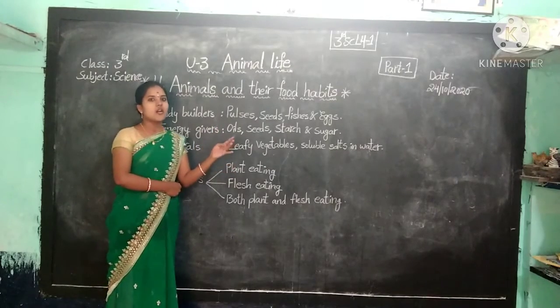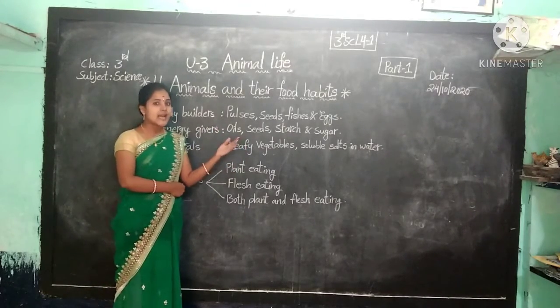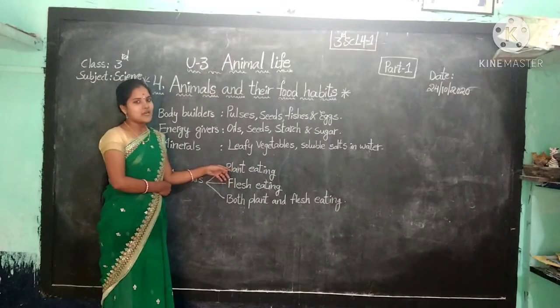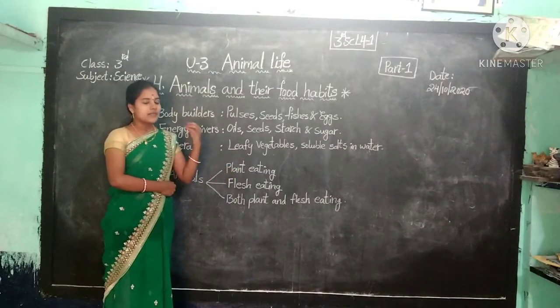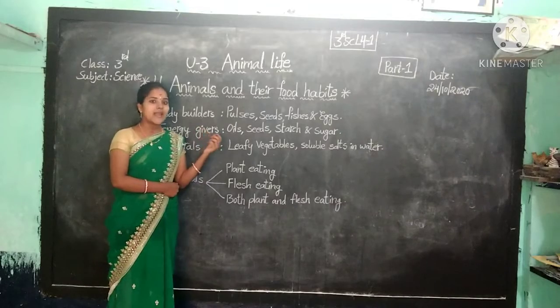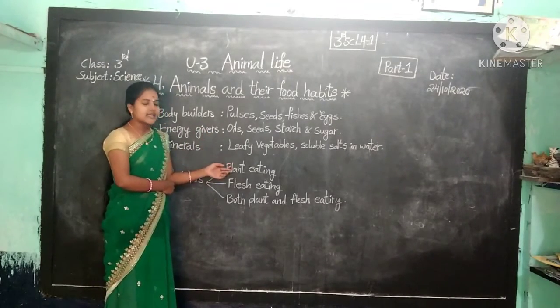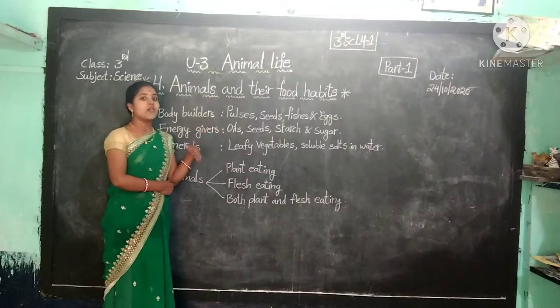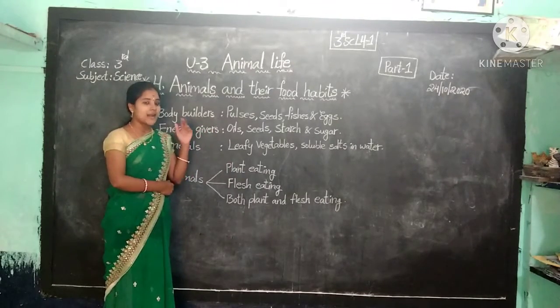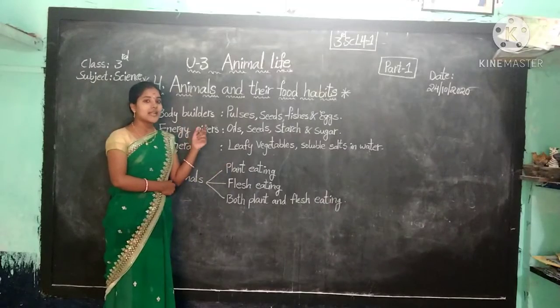Cow, buffalo, ox, goat, etc. are called plant-eating animals. Once again I tell, the animals that eat only plant products are called plant-eating animals. Plant-eating animals are also called herbivorous. Remember that point, children. Plant-eating animals are also called herbivorous.